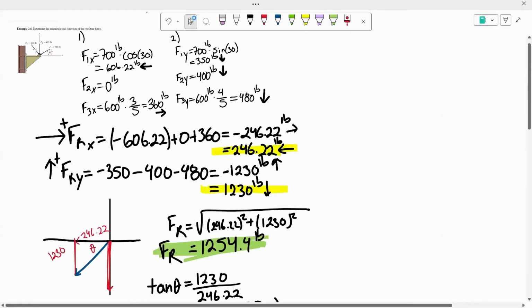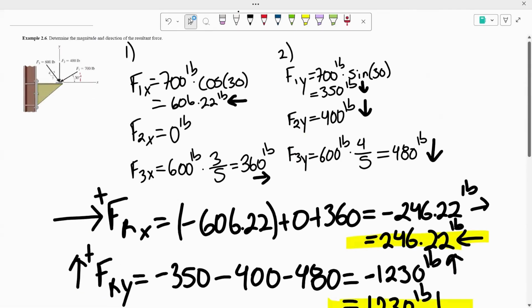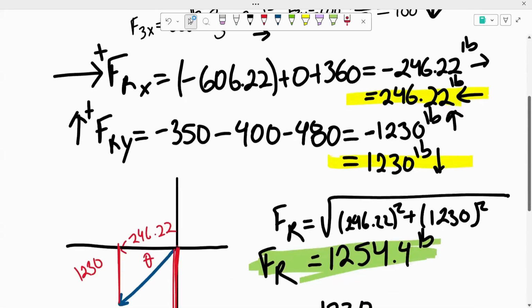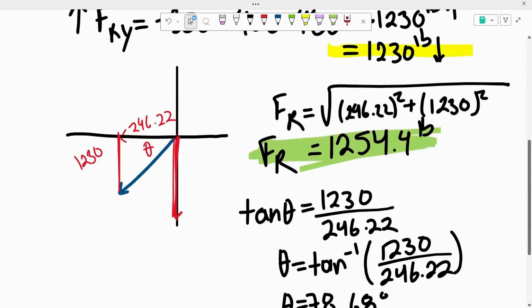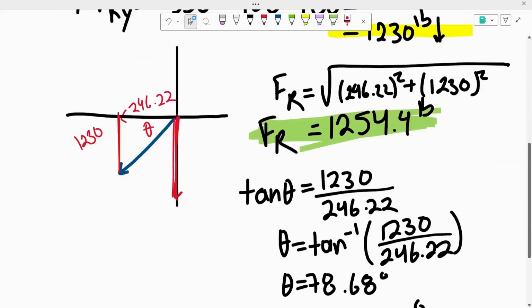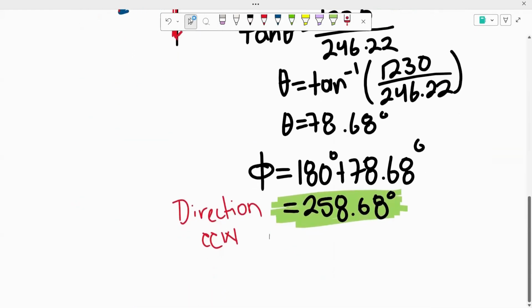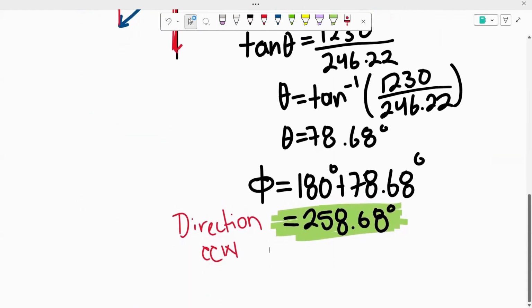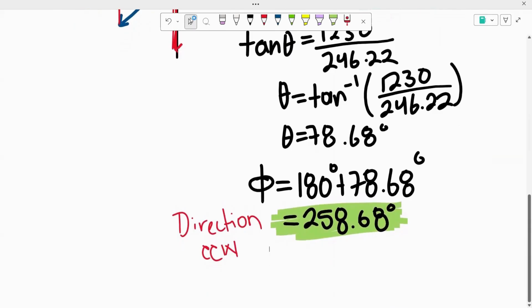So once again, this example was asking us to determine the magnitude of the resultant force, and we found out that the magnitude of the resultant force was 1,254.4 pounds. Then it asked us to find the direction also of the resultant force, and we found the direction of the resultant force counterclockwise from the positive x-axis to be 258.68 degrees.